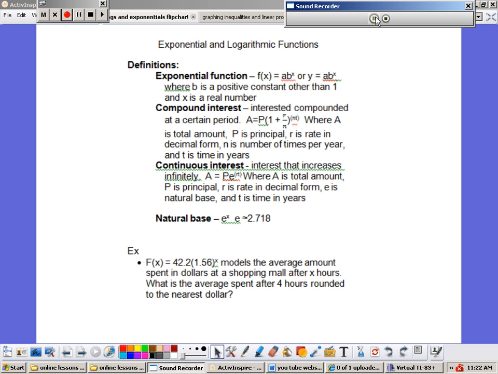y equals a b to the x. Remember, I told you f of x is just another way of writing y, where b is your positive constant other than 1, and x is a real number.